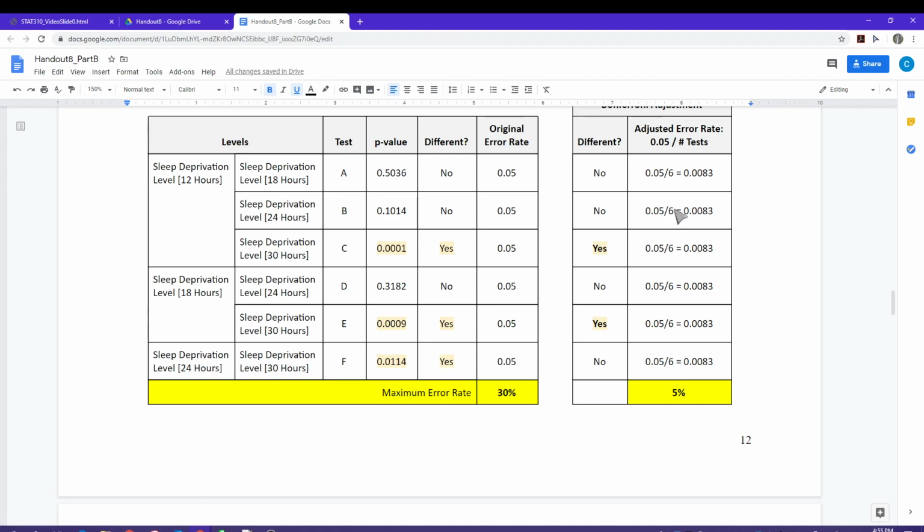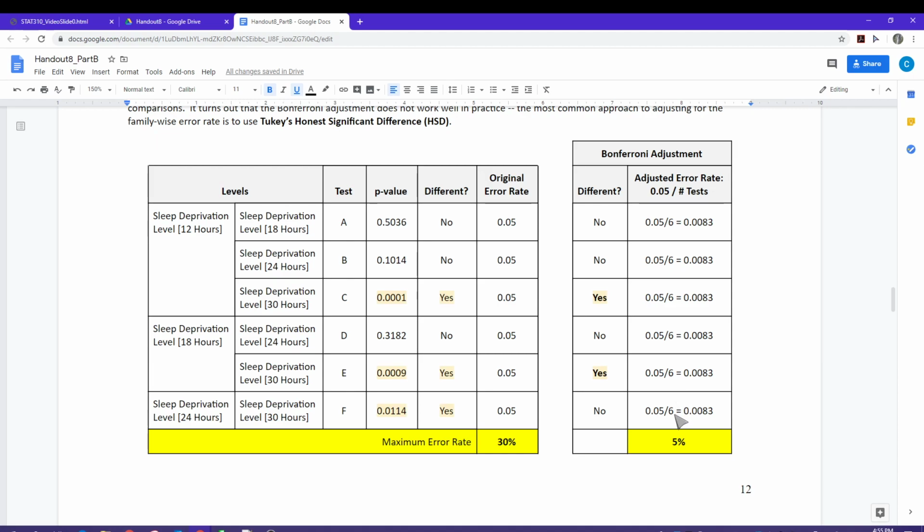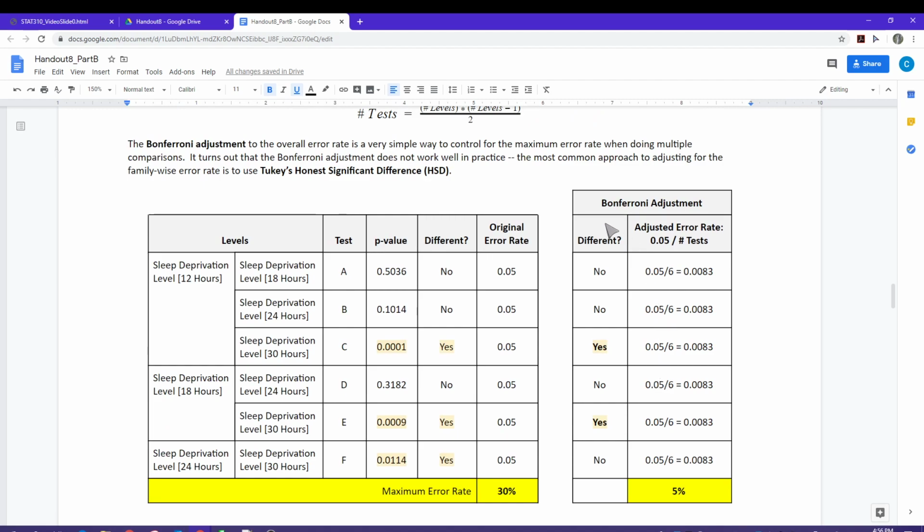Now, the nice thing about Bonferroni's Adjustment is that it maintains a maximum error rate of 5%. So that seems like a pretty simple adjustment that we could do. However, it turns out that Bonferroni's Adjustment does not work well in practice. It tends to be overly conservative and does not identify enough of the significant effects.